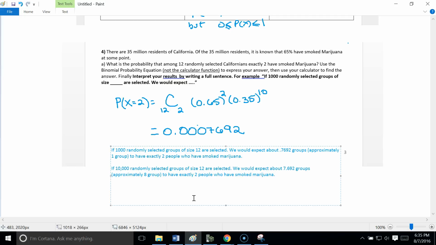All other 9,992 groups have other responses. Maybe some of those groups only have 1 person in the group. Some of those groups have 7 people in the group. So we estimate that there should only be 8 groups in those 10,000 that have exactly 2 people who have smoked marijuana. Okay, so hopefully that makes sense.